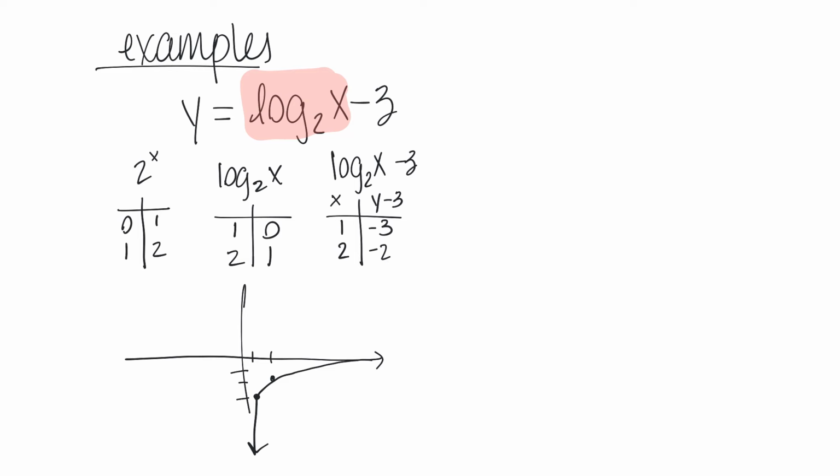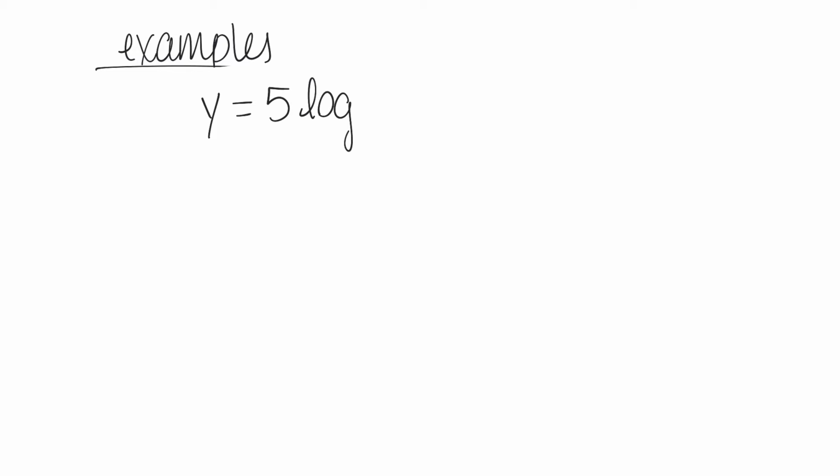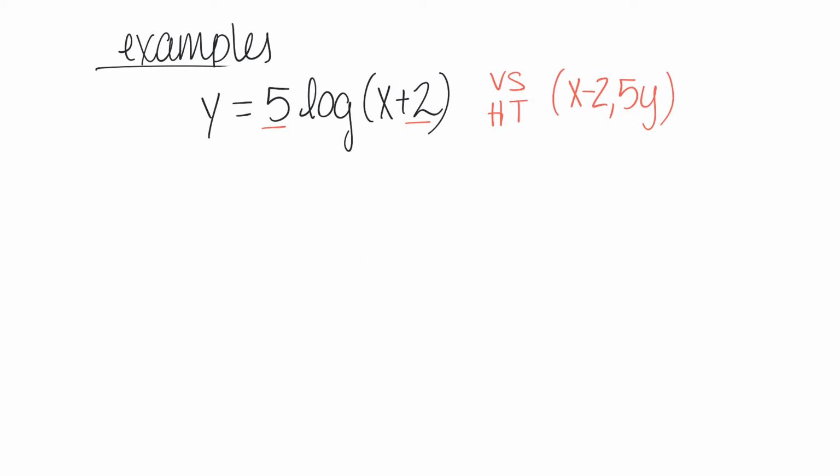Okay, let's do another example. Let's do y equals 5 times the log of x plus 2. So what's going on here? We've got this 5, so this is a vertical stretch, and then we also have this plus 2. It's in the bracket, so it's horizontal, and it's a translation. So mapping notation-wise, that means we're going to have x minus 2 and 5y.